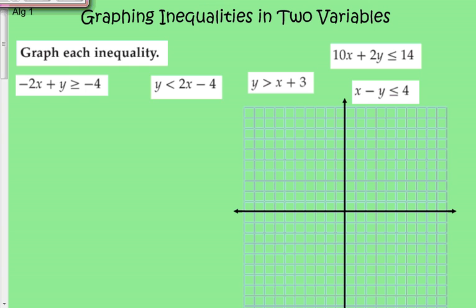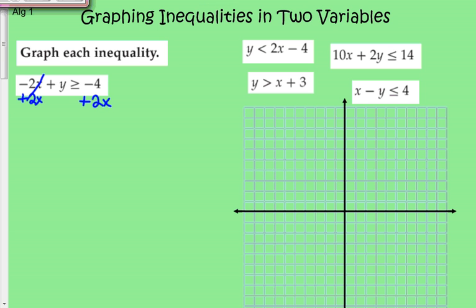Let's do this one this time. As you can see, it is not in slope-intercept form, so we have to solve for y and put it in that form. We'll start by adding 2x to both sides. Adding 2x. We will be left with y greater than or equal to positive 2x minus 4.